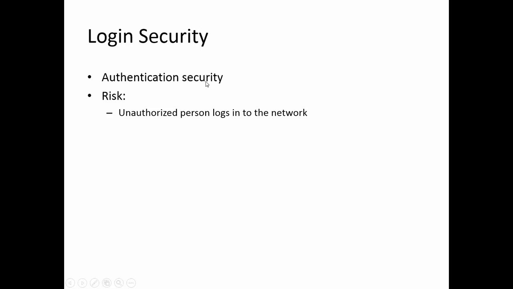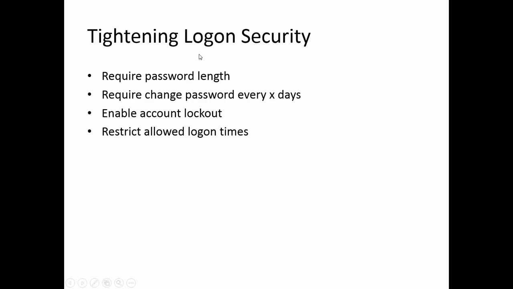Login security is also called authentication security because to be authenticated means to be logged on. And the risk that we're talking about is that an unauthorized person logs into our network. So to lower the probability that a bad guy gets in, there are a couple things we can do. We can require that everybody has to have a password and it has to have a certain length. Require that everyone change his or her password every 90 or every 180 days. Enable account lockout and restrict allowed login times.